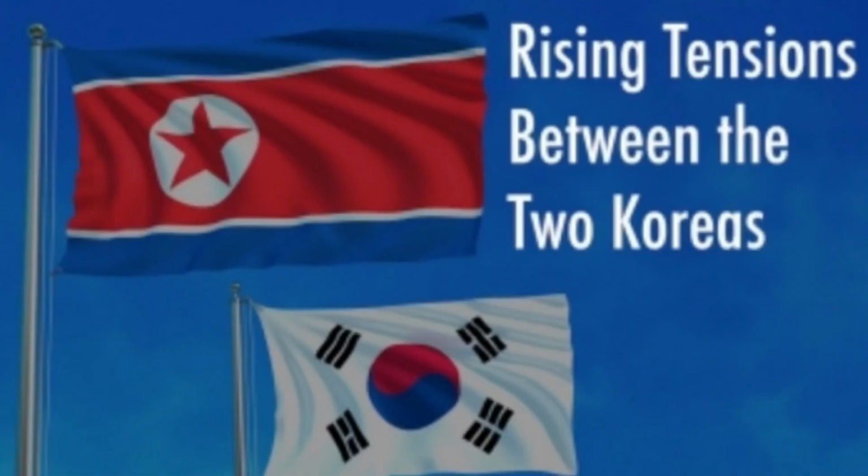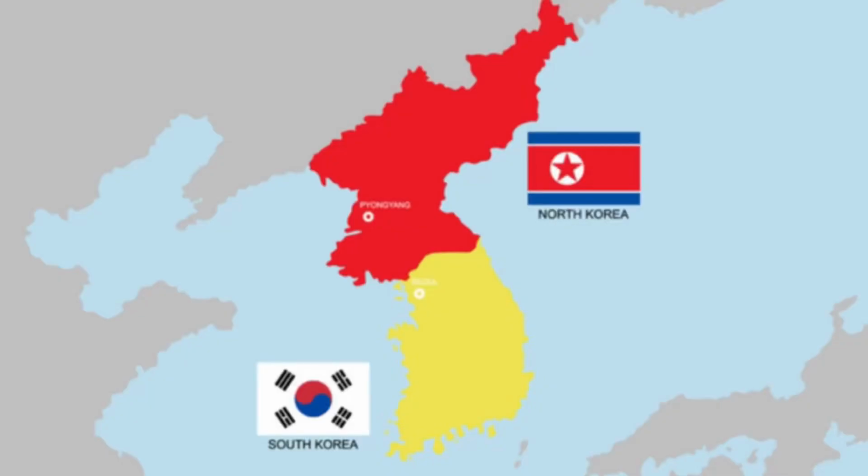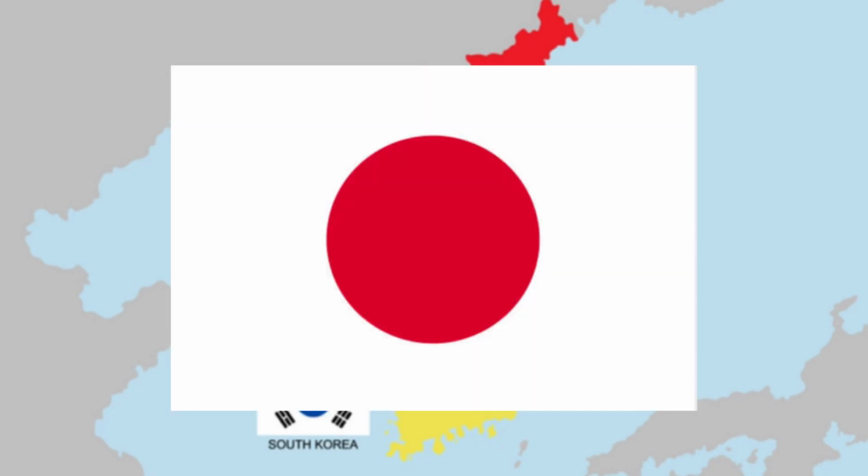If you've been following the news lately, you know that tensions are rising between North and South Korea. In this video, I'll be sharing a brief history of where this conflict originated from. Before Korea was divided into North and South, the country was ruled by the Japanese Empire for a period of 35 years up until the end of World War II.